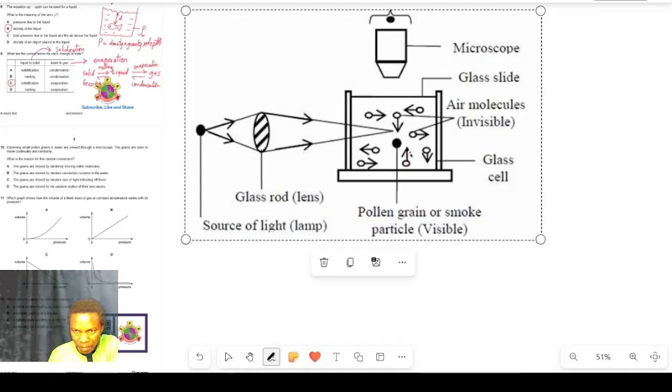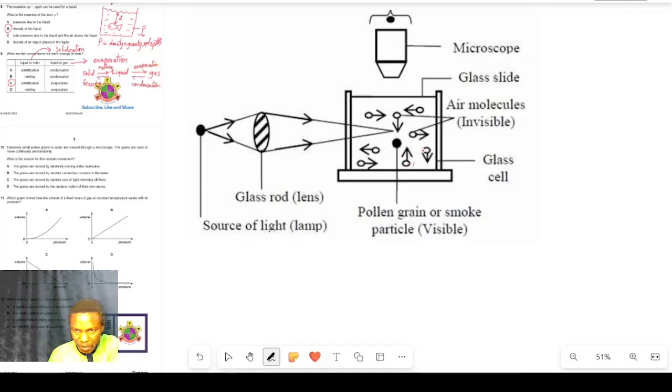For example, if this particle here should strike this pollen grain, it will push the pollen grain down to this position. Then this one will strike it and push it this way, and this one strikes and pushes it another way. So you see that it goes in a zigzag direction. What is the reason for this? It is because the pollen grain is being bombarded by the invisible particles of water.